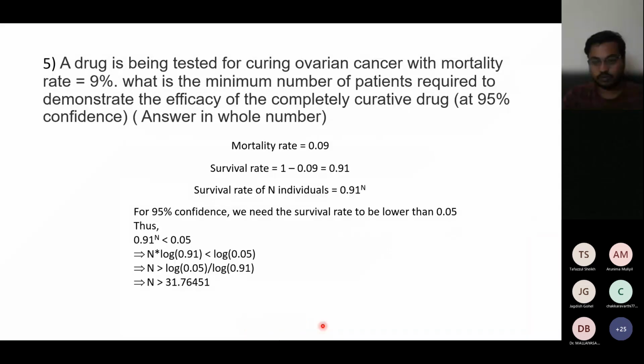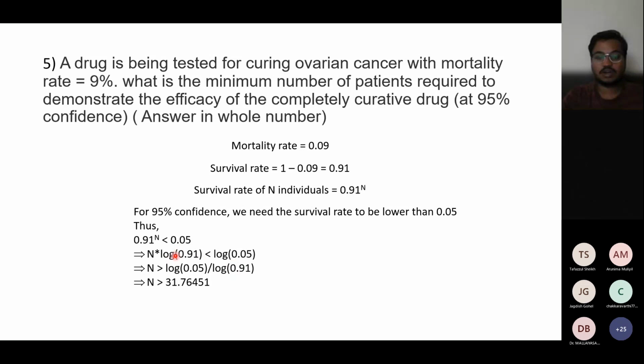So for the fifth question, the calculation part, right? The Madan Mohan log calculation part only. Here we have the equation 0.91 to the power n is less than 0.05. So we take log on both sides. If we take log on both sides, the power comes out. So it's n multiplied by log of 0.91 less than log of 0.05.